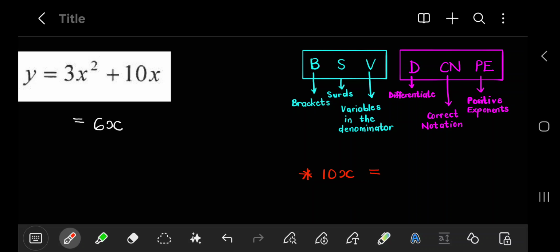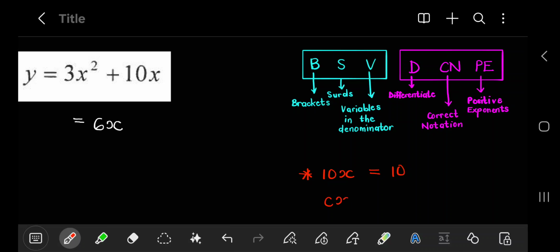The derivative of 10x. So when you've got a coefficient with x and the exponent of x is 1, when you differentiate, x falls away. So we'll just be left with 10 as the derivative. This is actually a rule.